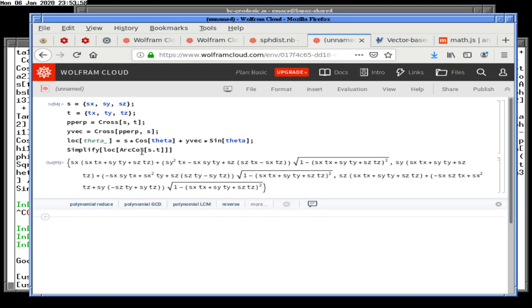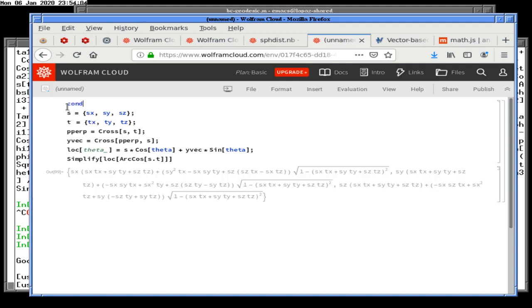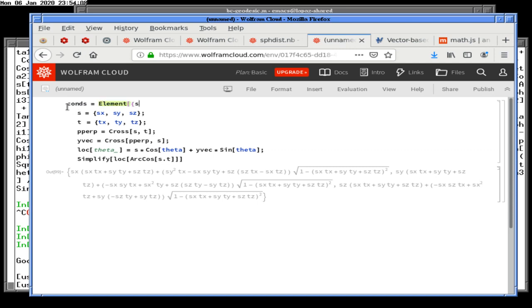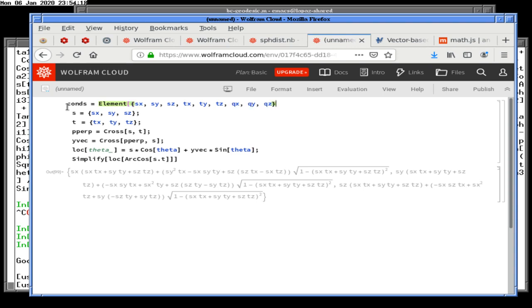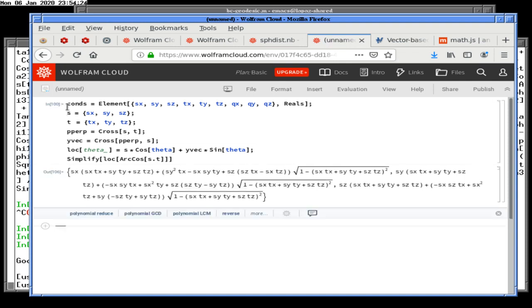Yeah, we're still not really getting that simplification. We do need to go ahead and add in some conditions here. And our big condition here is that these are all real numbers: SX, SY, SZ, TX, TY, TZ, and when we come up to them, QX, QY, QZ are all reals. Okay. So now maybe that will help simplify this. Nope, it will not.